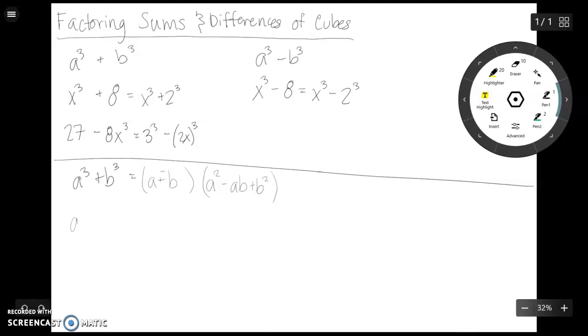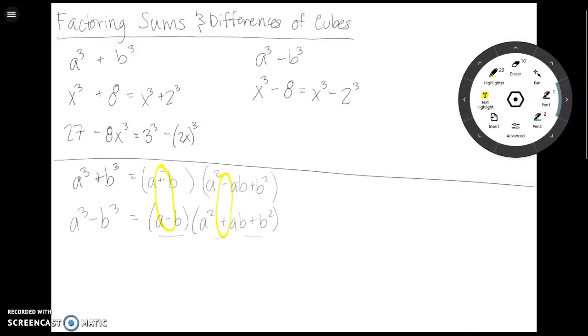Now let me show you how we factor a difference of cubes. It's very similar. This is going to be an a minus b as the binomial, and the trinomial is a squared plus ab plus b squared. You'll notice that these factorizations are pretty much the same except for the signs that I have circled with my highlighter. So the trick here is just remembering what signs go where. The a's and the b's will be exactly the same for the sum and difference of cubes. And I'm going to teach you an acronym to help you remember what the signs are.